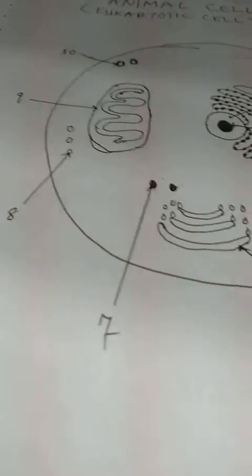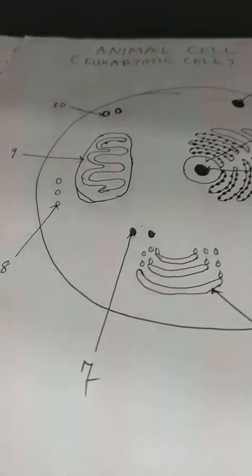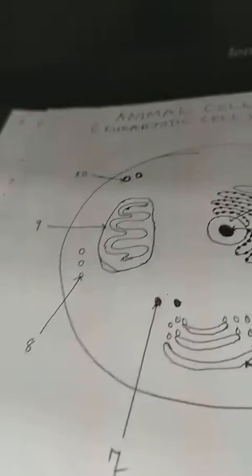So that's all about the structure of our eukaryotic cell. You have seen different parts of our eukaryotic cell, and you have seen their functions. So that's all on our eukaryotic cell.